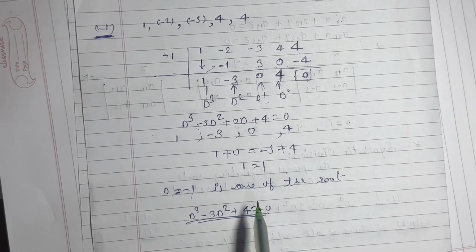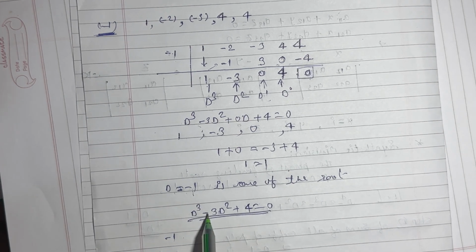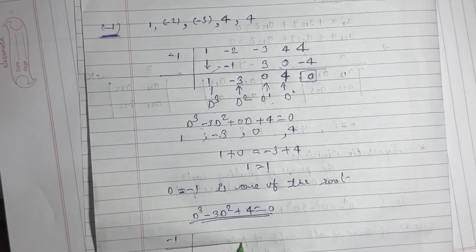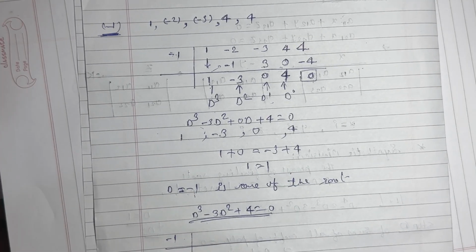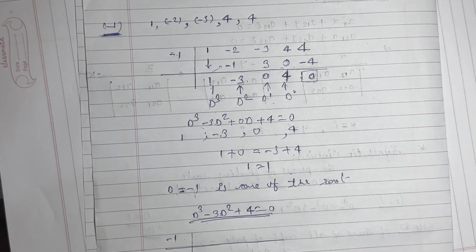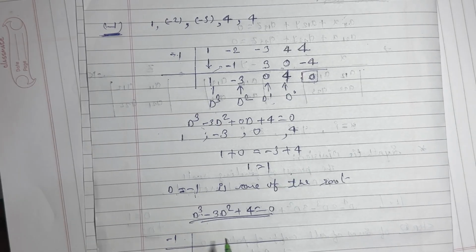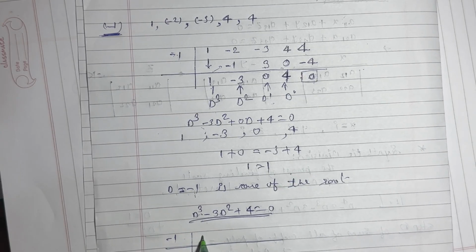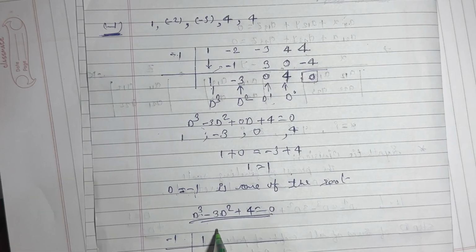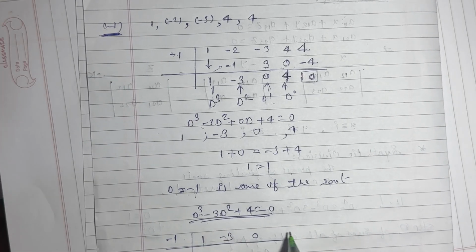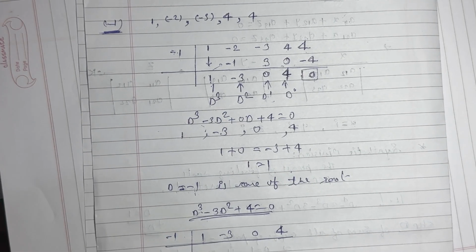As the sum of alternate coefficients is 0, obviously minus 1 is one of the roots for this equation. So write these numbers here: d cube has 1, d square has minus 3, d to the power 1 has 0, and d to the power 0 has 4. These are the coefficients. So take 1 down as it is.